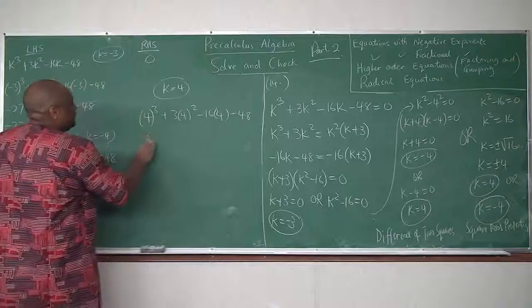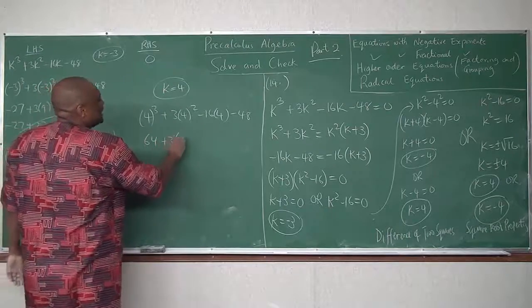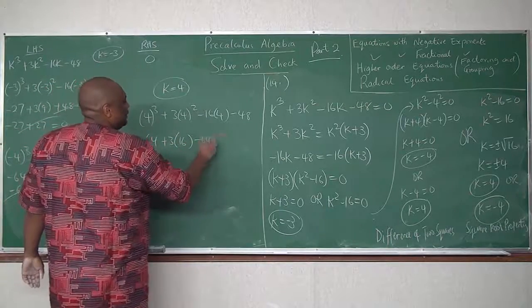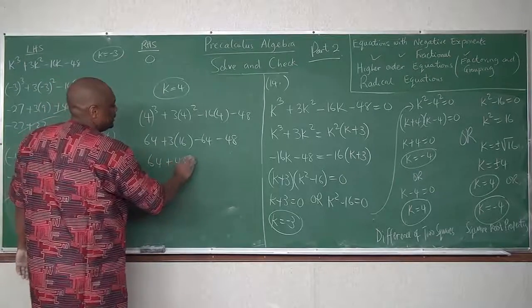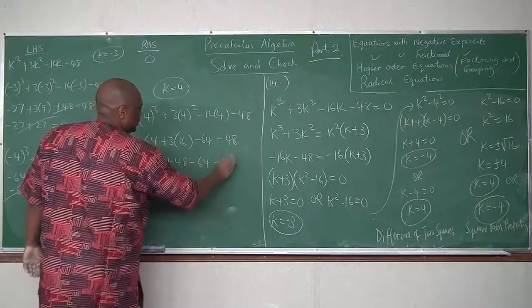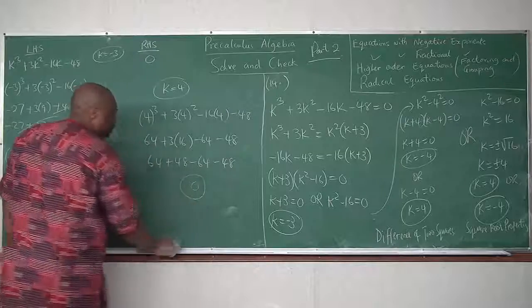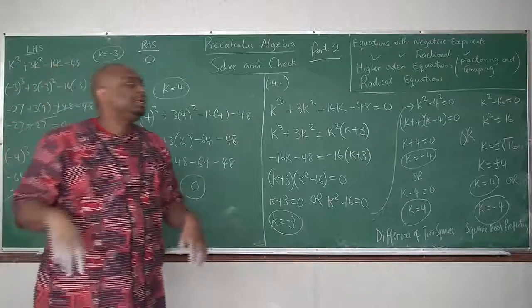Now this is 64 plus 3 times 16 minus 64 minus 48. So 64 plus 48 minus 64 minus 48. That gives us 0.